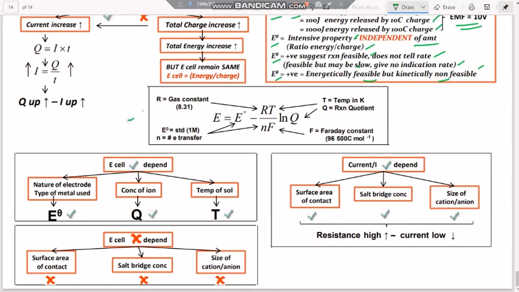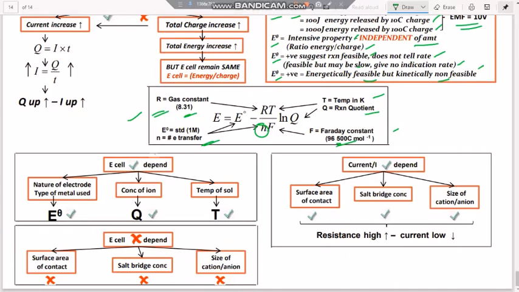According to the Nernst equation, so once again, what is the Nernst equation? E is equal to E naught minus RT by nF into log Q, where R is the gas constant 8.314, T is temperature in Kelvin, Q is the reaction quotient, and E naught is the standard electrode potential value at 1 molarity concentration. Here n in the Nernst equation depends on the equation, that is the number of electrons transferred. F is Faraday's constant, that is 96500 coulombs per mole.